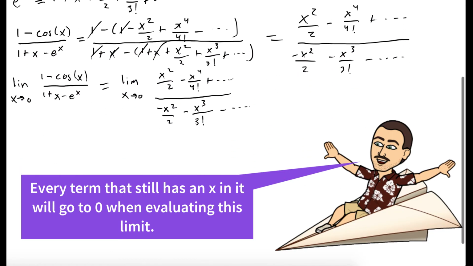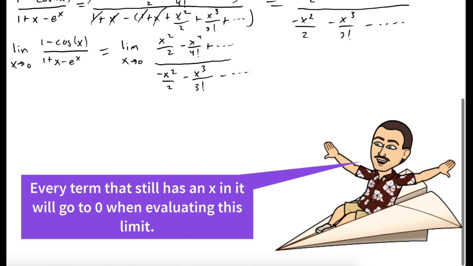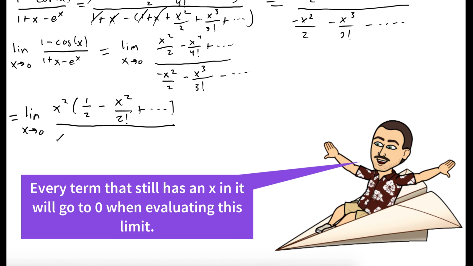So our limit is equal to the limit as x goes to 0. Let's factor out an x squared from both the numerator and denominator. So it's x squared times 1/2 minus x squared over 4 factorial. That's a typo. Let me know in the comments if you notice that typo. And then in the denominator, we have x squared times negative 1/2 minus x over 3 factorial minus the higher power terms. Now let's cancel out those x squareds, and now we could plug in x equals 0.